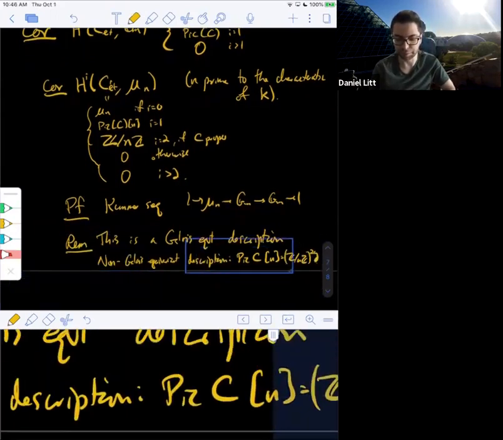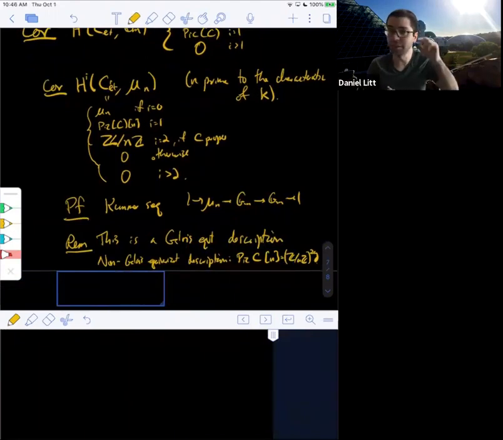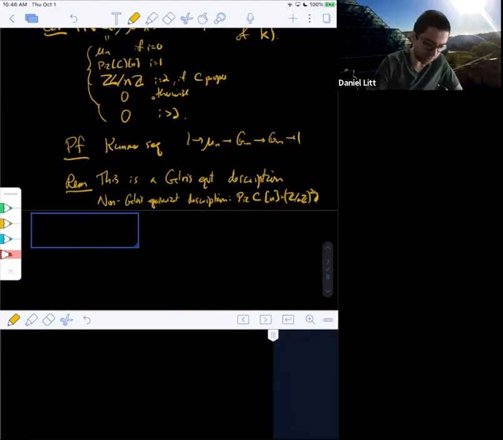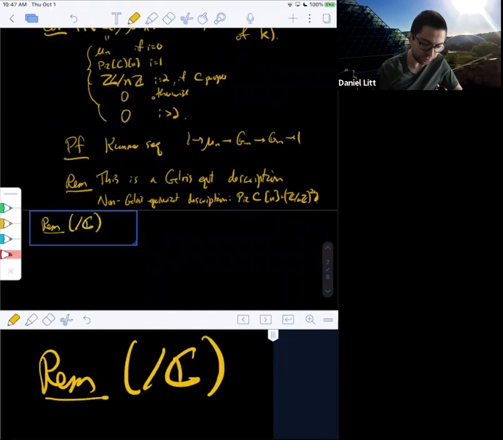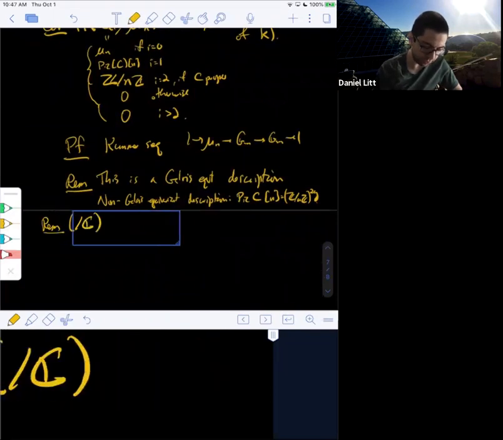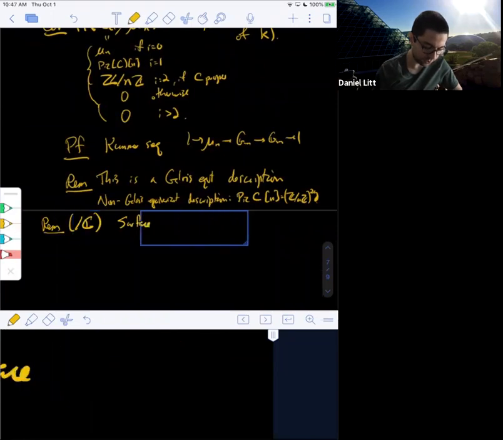What I'm saying is if you pick a basis for the n-torsion, you get a Galois action on Z mod nZ to the 2g, which is probably familiar to you guys. All right, cool. So maybe just a couple remarks. This should be familiar from the situation over C. If you have a surface of genus g.